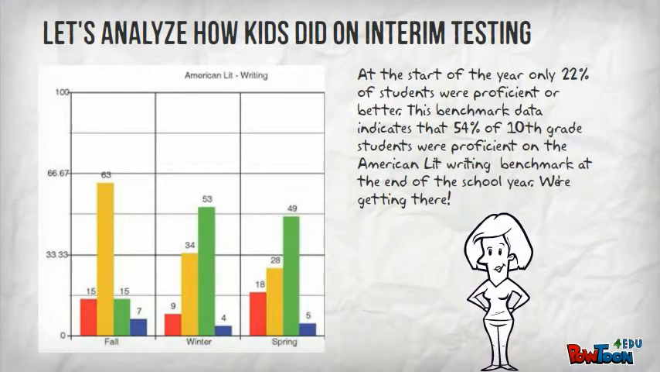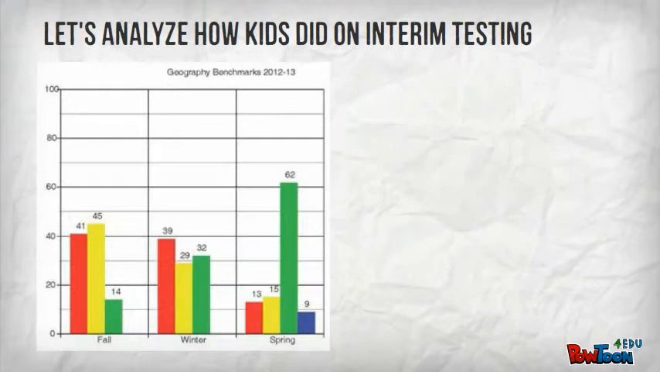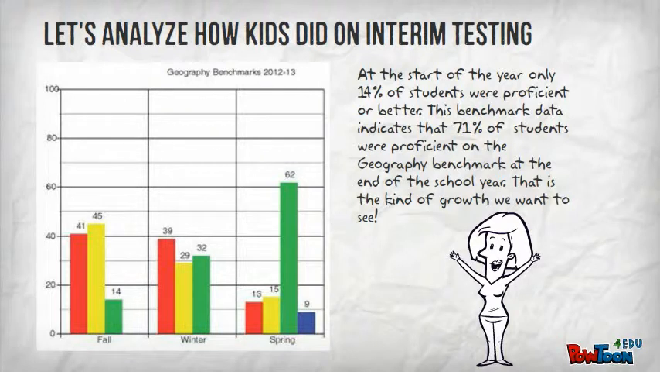Another example of achievement is in our American Literature Writing Benchmark Assessment. At the beginning of the year, only 22% of students were proficient or better. This benchmark data indicates that 54% of 10th grade students were proficient on that American Lit Writing benchmark at the end of the school year. We're getting there.